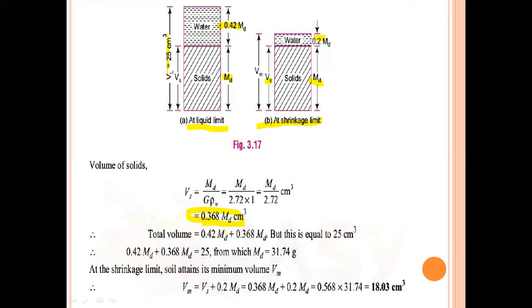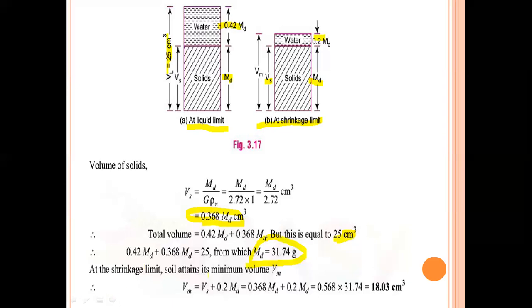The total volume equals 0.42 md plus 0.368 md, and this is equal to the total volume of 25 cubic centimeters. Then 0.42 md plus 0.368 md equals 25, from which md equals 31.74 grams from this equation.